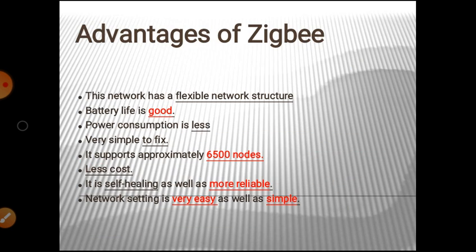Next slide is advantages of ZigBee. This network has a flexible network structure. ZigBee uses mesh topology to design its network, so it is a flexible network structure. Battery life of ZigBee is good. Power consumption is less. Very simple to fix. It supports approximately 6,500 nodes. It has less cost. It is self-healing as well as more reliable. Network setting is very easy as well as simple. These are the advantages of ZigBee.